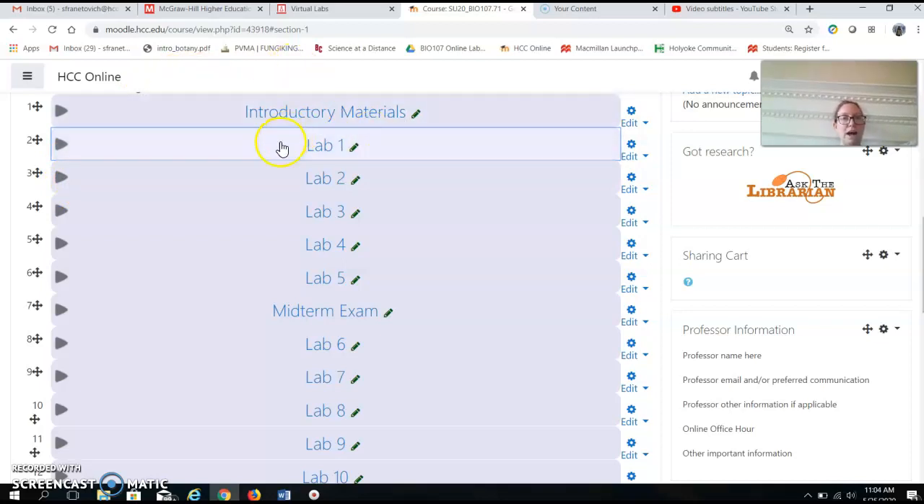Due dates will be on this site as well. The first few labs will be due the first week of the summer, the next few the second week, and you'll be able to see that as we get into the semester.